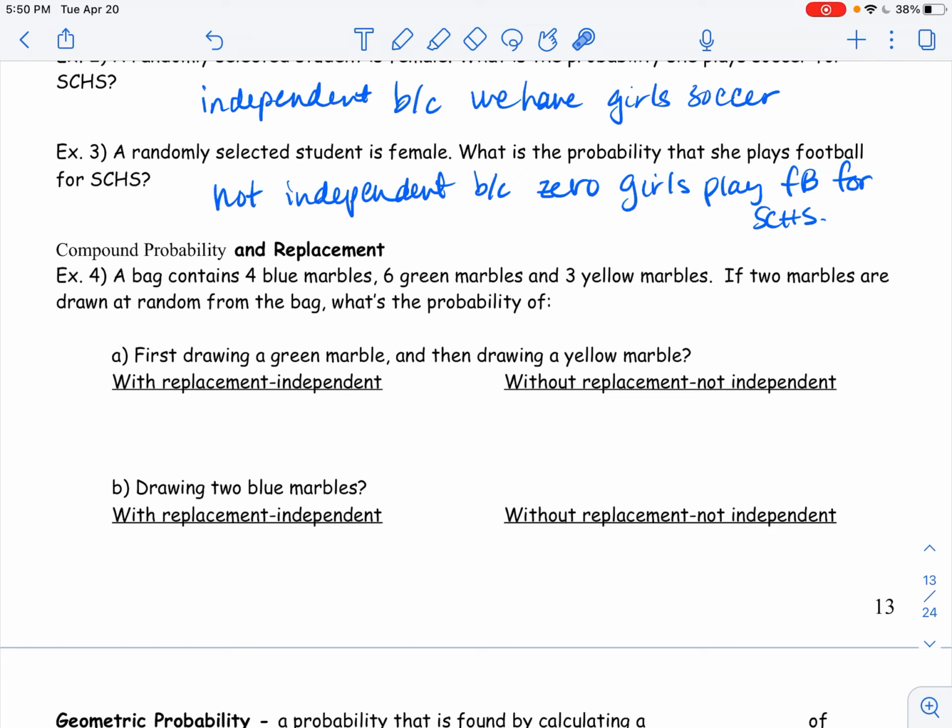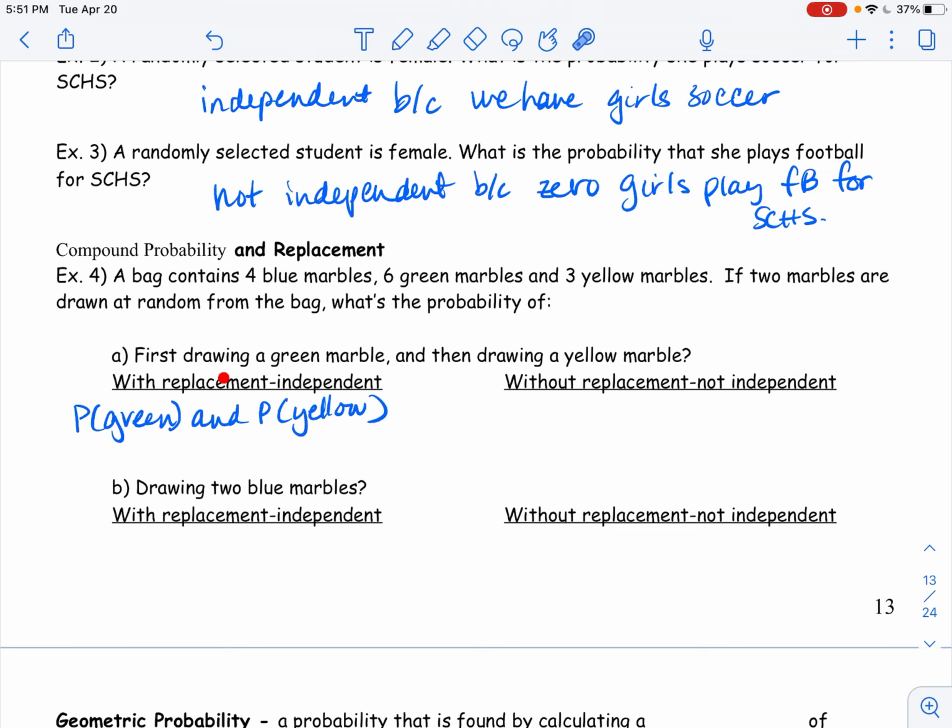A bag contains 4 blue marbles, 6 green marbles, and 3 yellow marbles. We've seen this before. We've got 13 marbles, right? If 2 marbles are drawn at random from the bag, what is the probability first drawing a green and then drawing a yellow? So this is the probability of a green and the probability of a yellow.